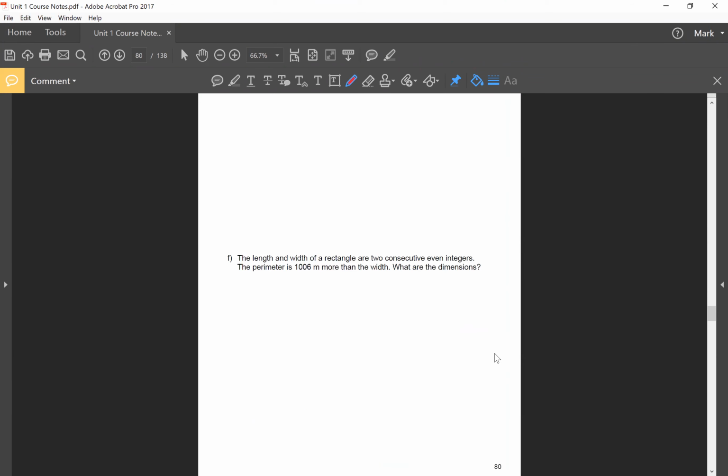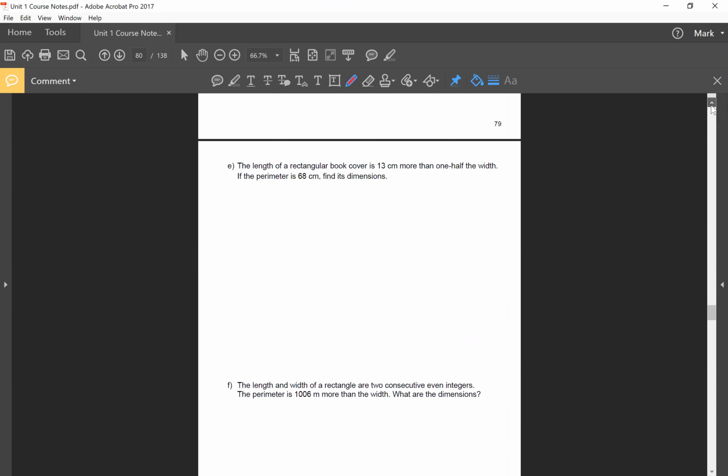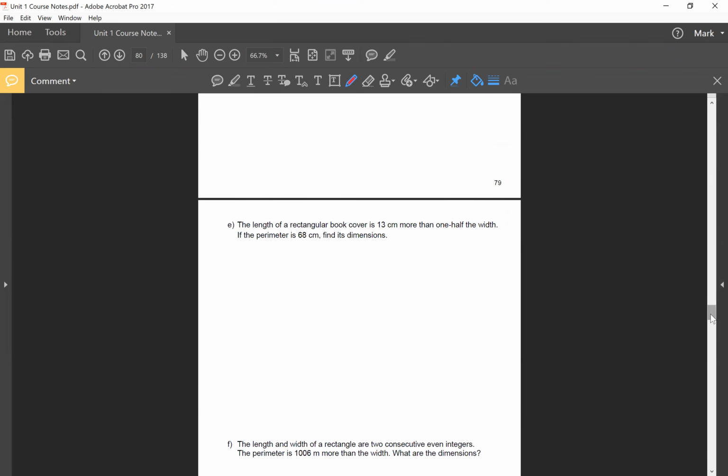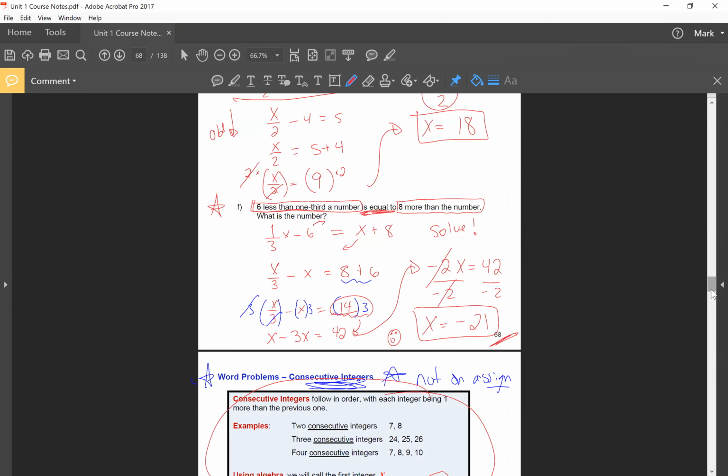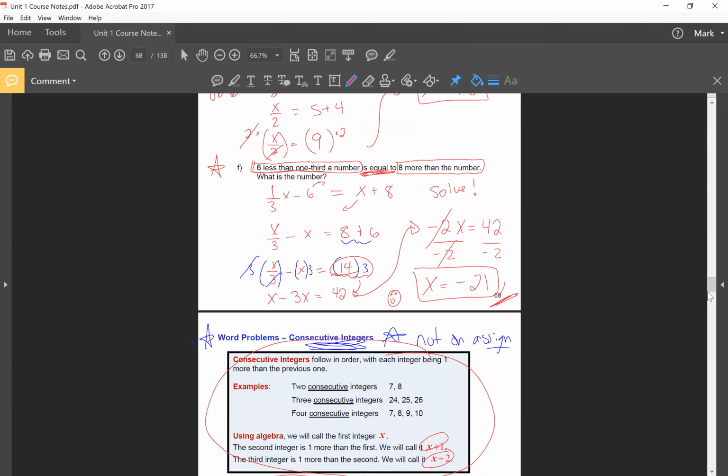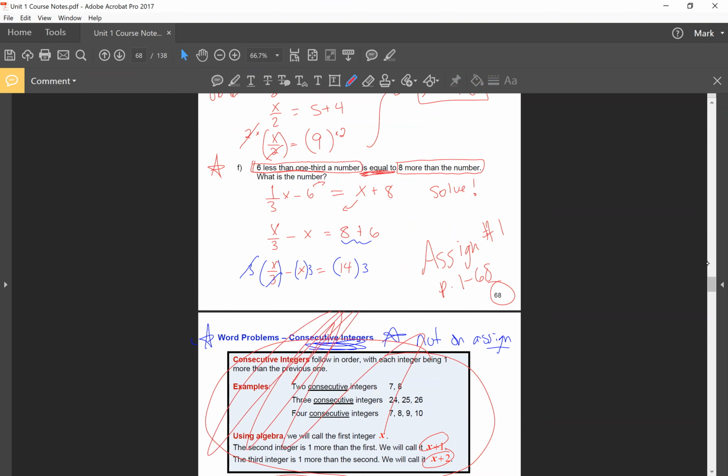But for anybody wondering, I think Nasser asked this question earlier, which was a really good question. Is this on the assignment? No. The assignment is up until page 68. Okay, so assignment number 1 is pages 1 to 68. So you won't see this consecutive stuff on the assignment.